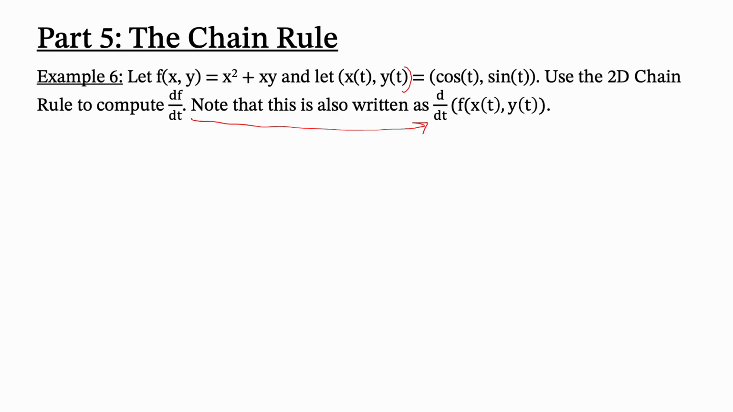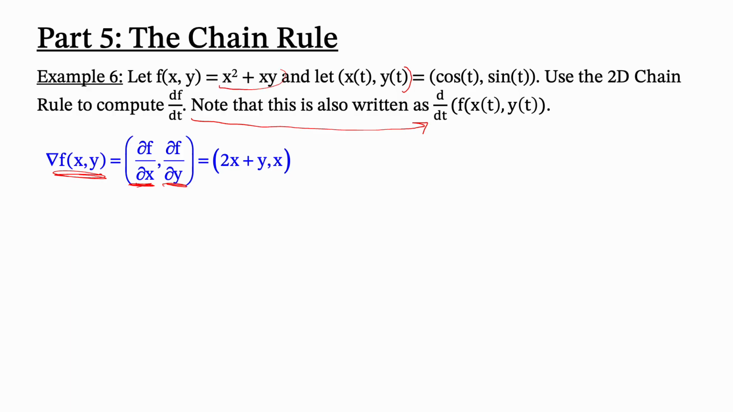All right, so to use the 2D chain rule, I need the gradient vector and I need the tangent vector. So let's start with the gradient vector. I'm going to take the gradient of f. This starts out as the gradient of f with respect to x and y. So I'm going to find partial df/dx, and I'm going to find partial df/dy. You take your function, x squared plus xy, its partial derivative with respect to x is 2x plus y. And then the partial derivative with respect to y would just be x. So there's my gradient vector at x comma y.